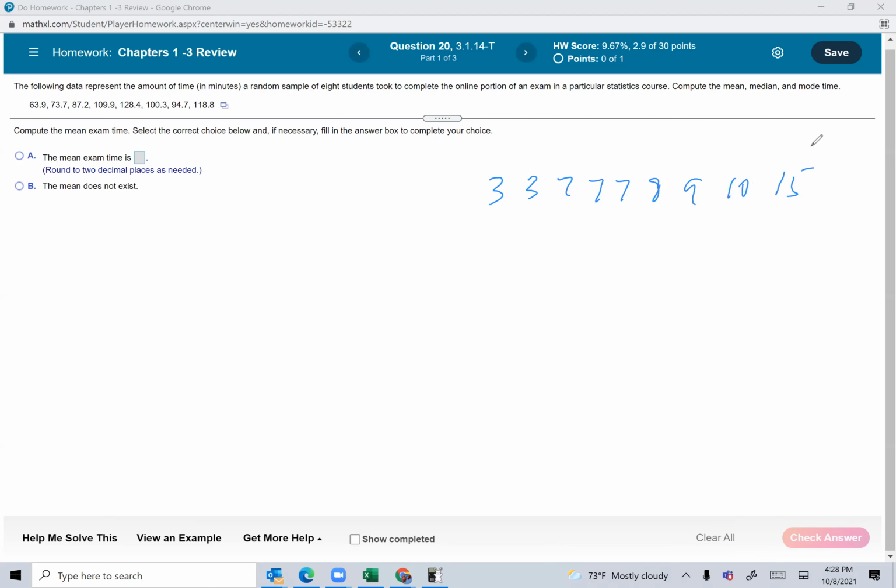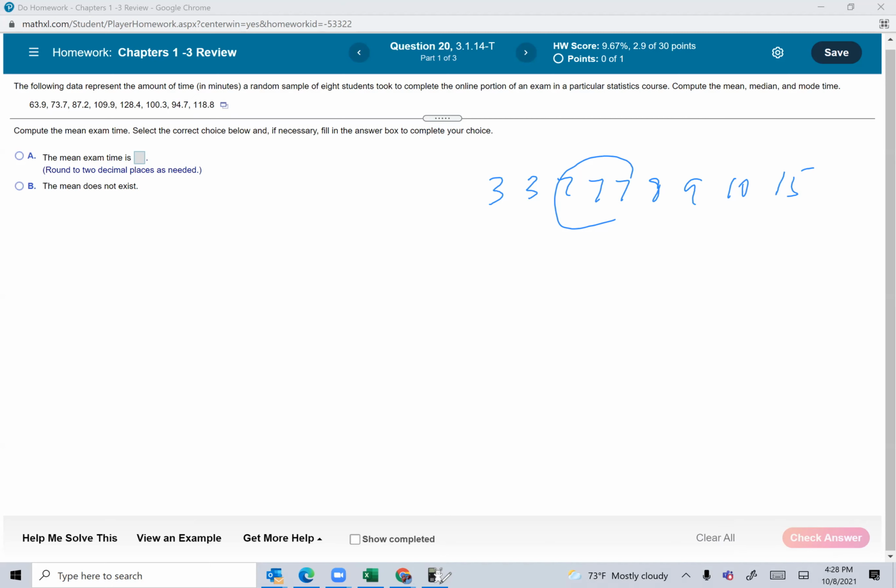Can you guys tell me what the mode is? 7. Yeah, 7. It repeats it. No, 3. 3 repeats 2 times. 7 repeats 3 times. Okay, so you say the mode does not exist when you answer this question.